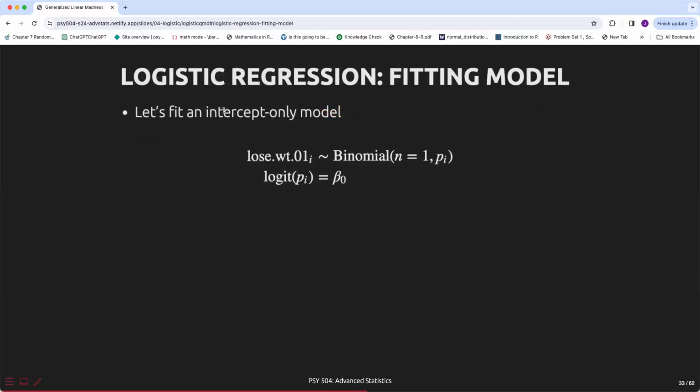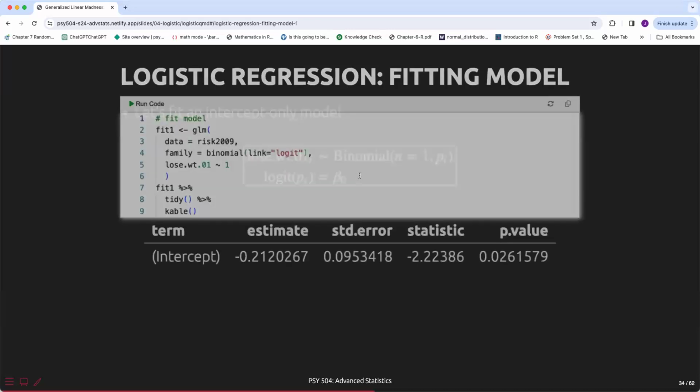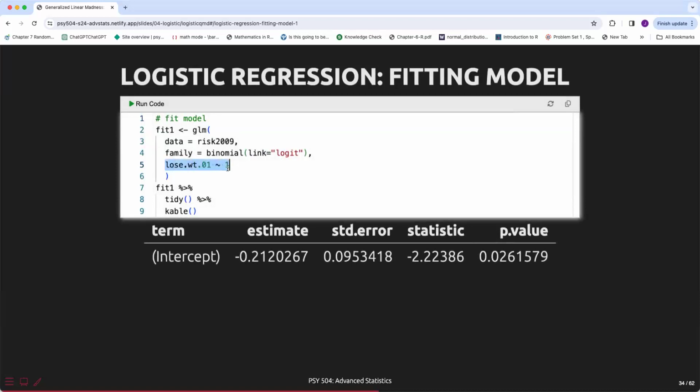As a first step, let's just go ahead and fit an intercept only model. And that's what this mathematical equation is highlighting here, right? We're going to do the logit of the probability, and we're going to estimate the intercept value. We can easily fit that model using our GLM function. So this is the model formula, where we're going to do lose weight 0, 1, and then this is just saying to estimate the intercept, this one value.